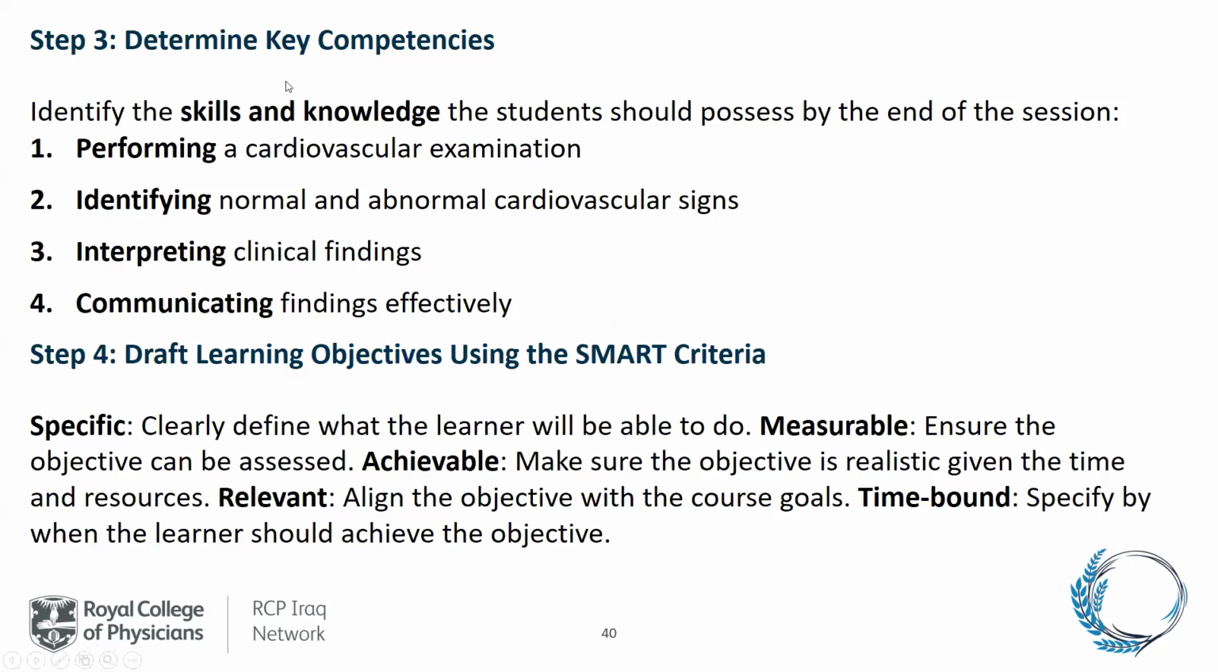The third step, determine the key competencies. Now you have to determine the most important competencies you want the student to acquire after the end of this session. These competencies include skill, knowledge, and attitude. Here I put four competencies: performing cardiovascular examination, identifying normal and abnormal cardiovascular signs, interpreting the clinical findings, and communicating the findings effectively. See, I put four components in this step 3.